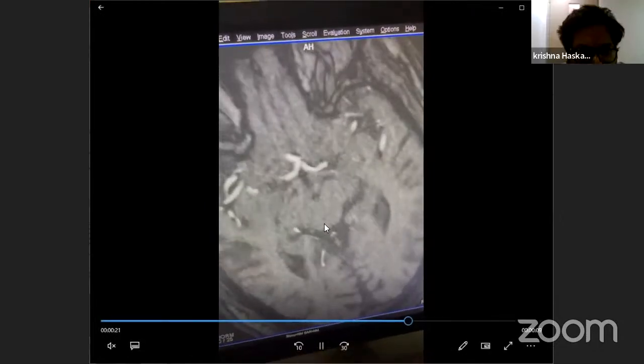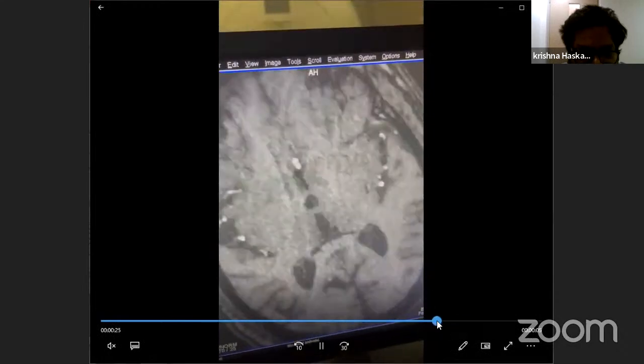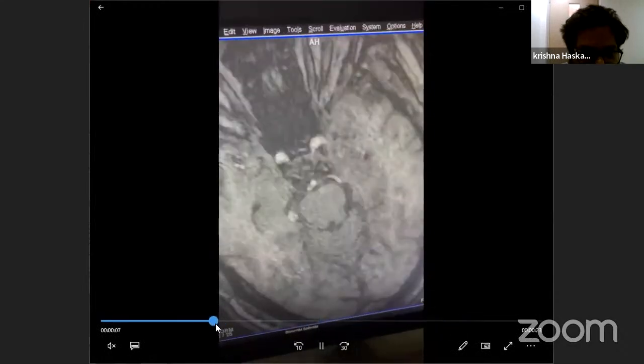In this case, the right side PCA and left side PCA got occluded, and there is a right fetal PCA coming.